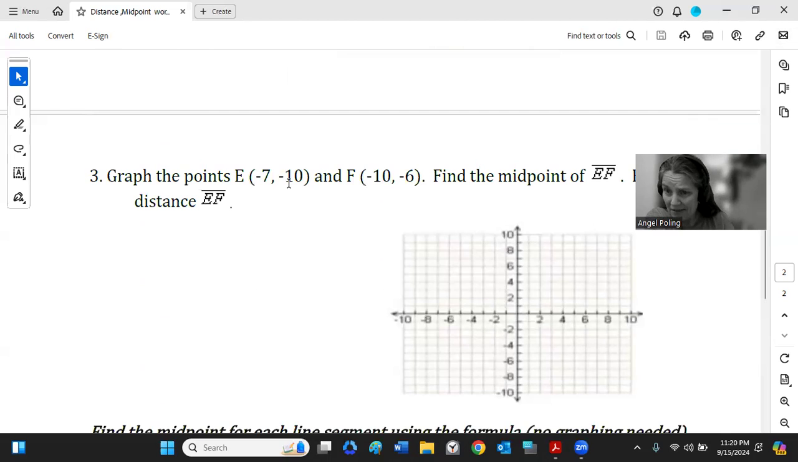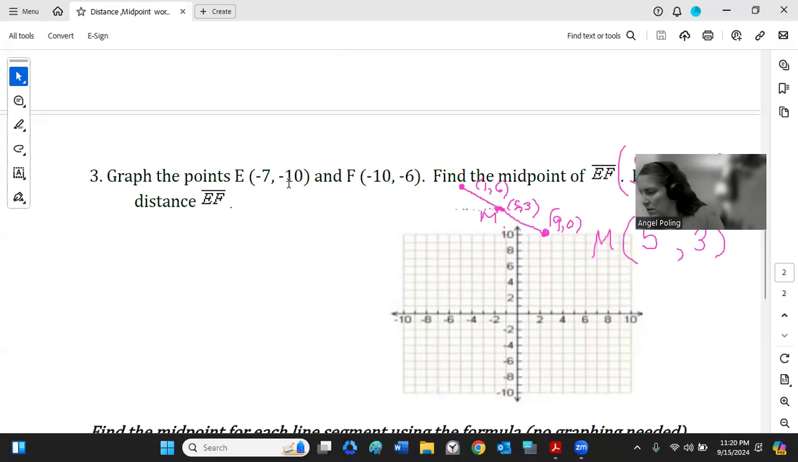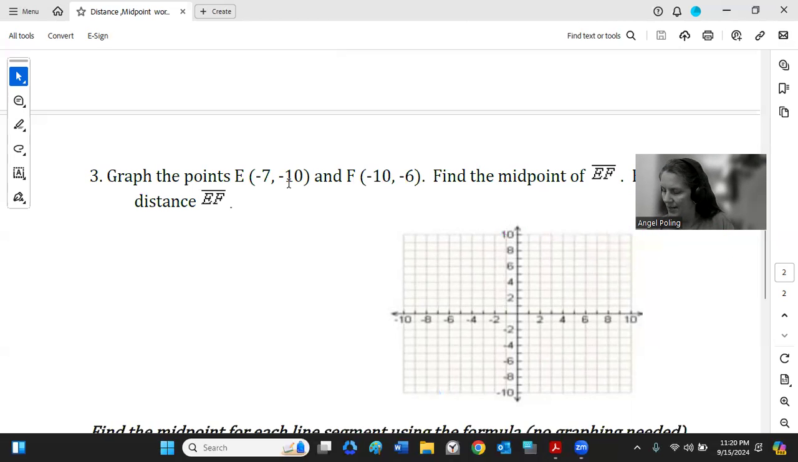Number 3, we're going to graph again. And maybe if my pen is thicker, I'll pick a different color too. So -7, -10. It's here. That's too big, huh? Oh, that's too far. -7, -10. Check, check.